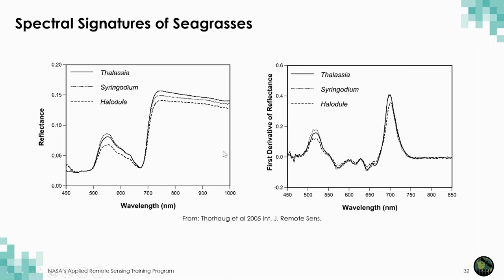Now, in these two different graphs that we have here from Thorhaug et al. in 2005, you can see that there are very subtle differences in reflectance of the three main Caribbean seagrass species, Thalassia, Syringodium, and Halodule. Some of these differences can be enhanced by applying first derivative analysis to the curves. Such differences may be due to different pigment concentrations, the absence or presence of diverse accessory pigments, or even the influence of epibionts, particularly if the data is collected underwater without cleaning the leaves first.